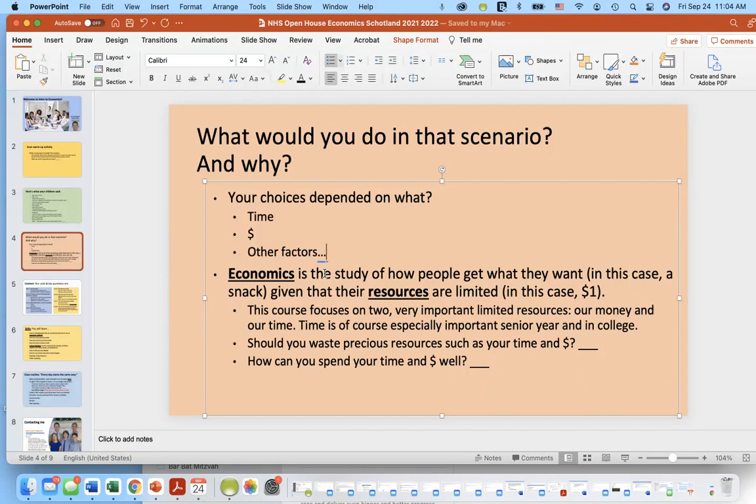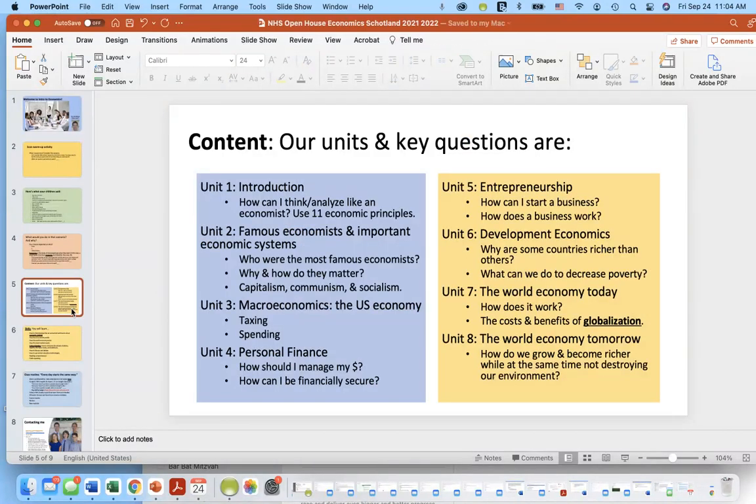Economics is the study of how people get what they want, in this case, a snack, given that their resources are limited. In this case, you only had a dollar. And this course focuses on two very important limited resources, our money and our time. And time is, of course, especially important senior year and in college. Should you waste your precious resources, such as your time and money? Of course not. So the key question is, how can you spend your time and money well? And that's what we work on all year long.